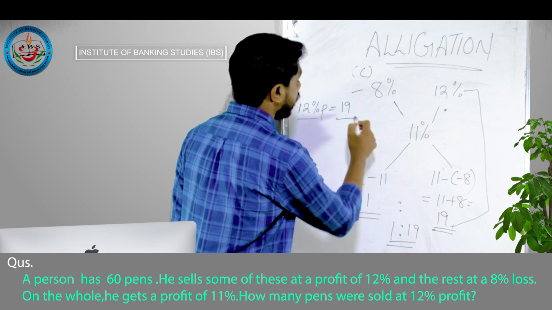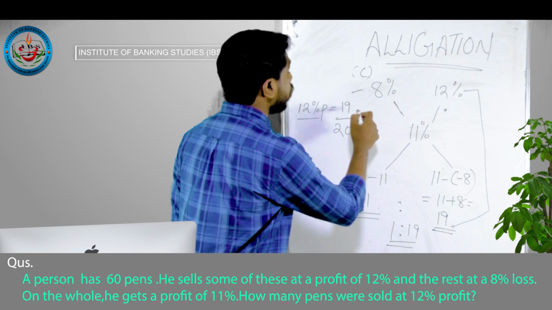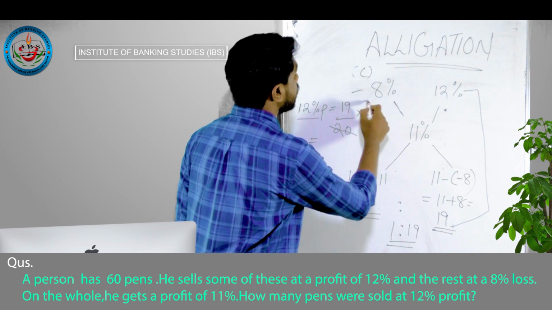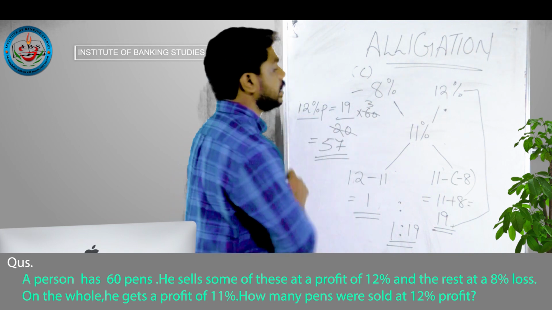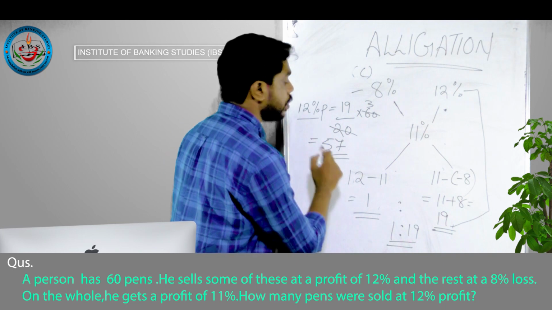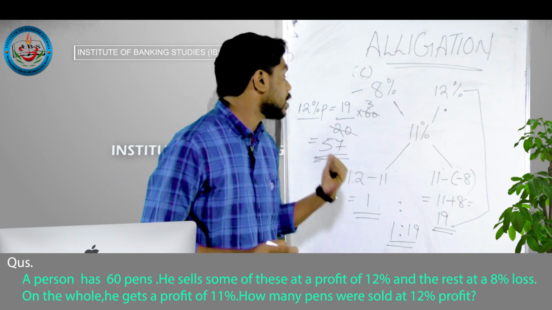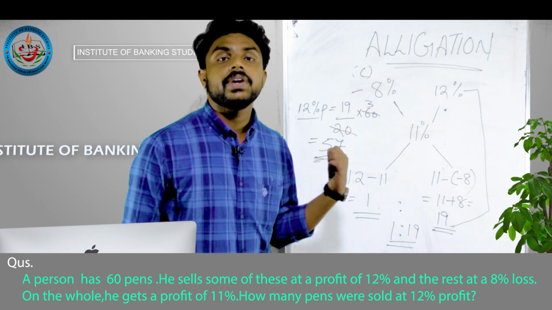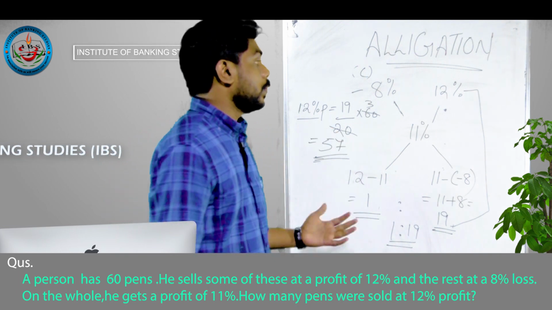It is 19 divided by 1 plus 19, which is equal to 20, into the total number of pens, 60. So 20 into 3 is 60, and 19 into 3 is 57. Our answer is 57. How many pens were sold at a 12% profit? It is 57. That's our answer. Okay.